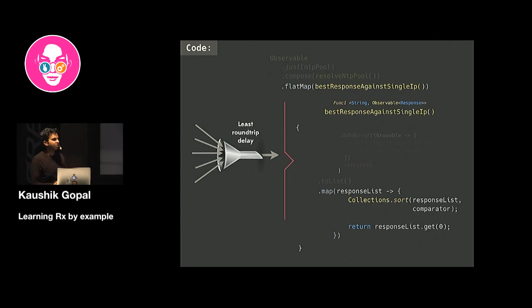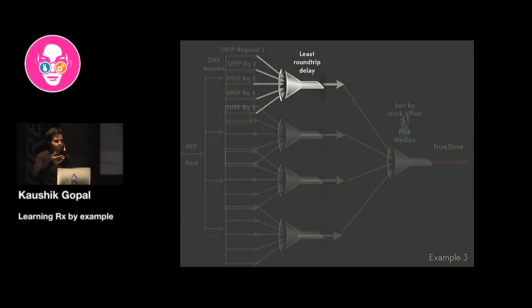I provided a comparator, and in this case, the comparator understands the logic for the round trip delay, and I send the very first response. So with this, basically what I've done is I've filtered out of all of these responses, I've picked one response. So let's step back and see where we are in all of this NTP spec implementation, right?